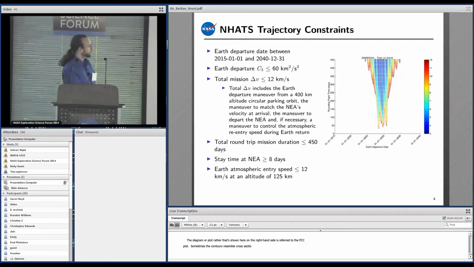But really what it shows us here is, on the horizontal axis, Earth departure date, and on the vertical axis, round-trip flight time. And then the colors represent delta V, ranging from 3 to 12 kilometers per second, required to fly a round-trip mission to the asteroid with this particular departure date and some particular round-trip flight time. This particular graph here is for the asteroid designated 2000 SG344, which is currently the most accessible object under NHATS criteria.